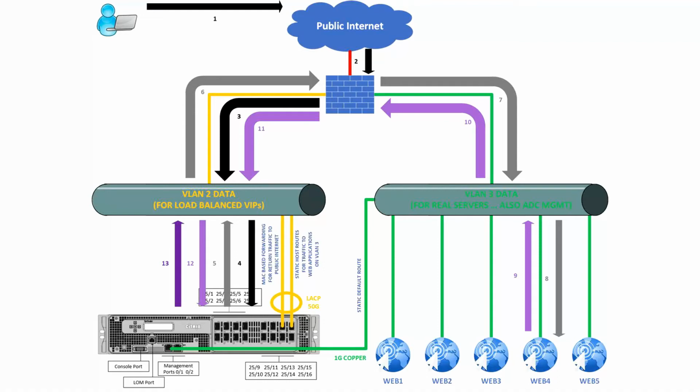The ADC will change the source IP address of the response packet from the IP address of Web 4 to the IP address of the VIP that received the initial request, and send the traffic back. The ADC will use the MAC-based forwarding tables to determine which interface to use for the return traffic, and will send the response packet back out the data interface to the VLAN 2 switching infrastructure en route to the firewall VLAN 2 interface. The VLAN 2 switching infrastructure will forward the traffic to the firewall VLAN 2 interface.